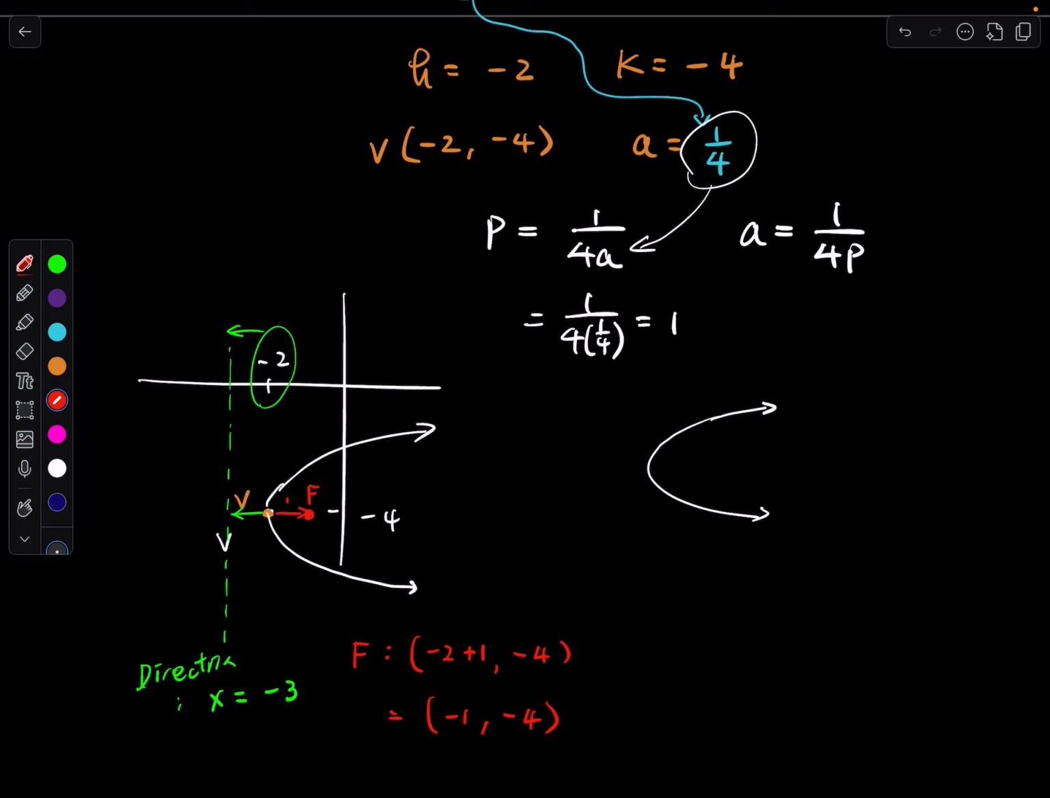If you have a nice graph, you can kind of see it already. But if you don't, you simply add or subtract on the x value, h, because they're on the left side and the right side of the vertex.